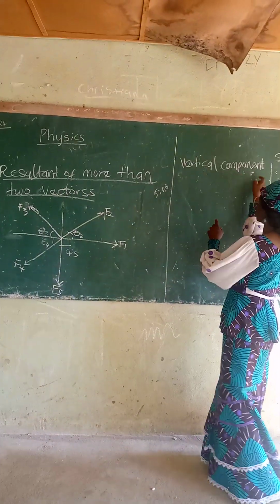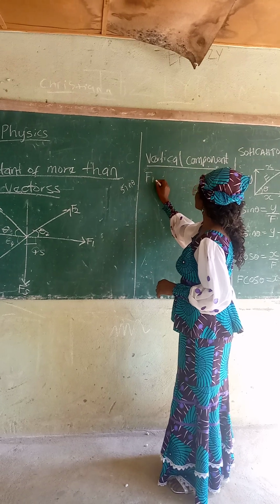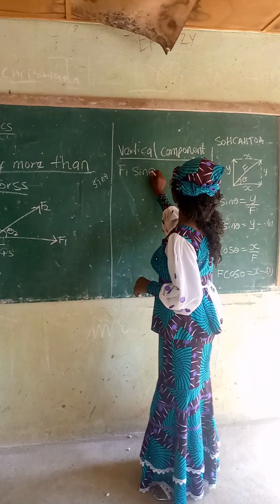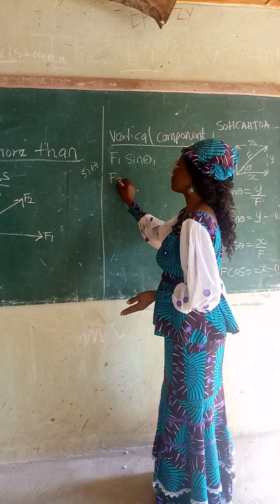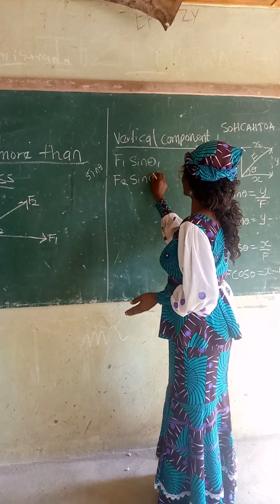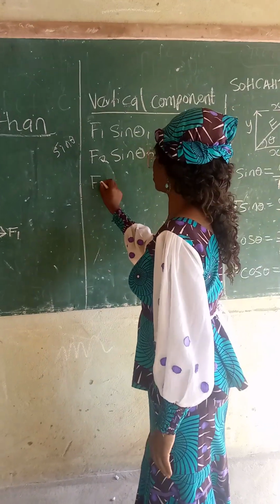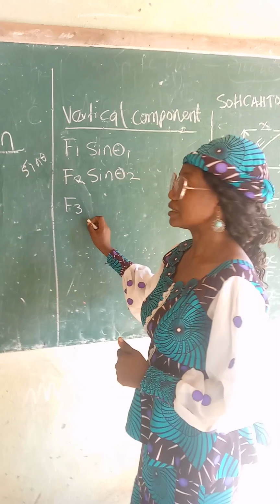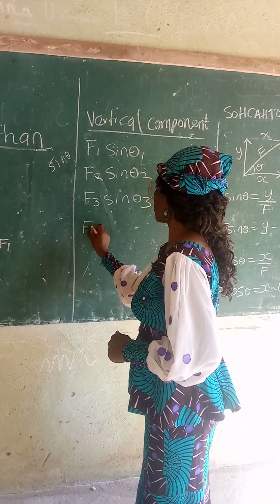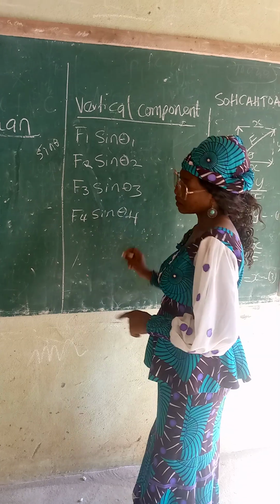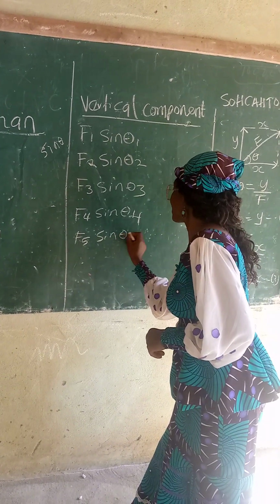I told you that for the vertical component, we are going to be using sine theta all through. So we have F1 sine theta 1. Theta 1 is on the horizontal, so that's why you're not seeing it on the diagram. Then the second one will be F2 sine theta 2. The third is F3 sine theta 3. The next is F4 sine theta 4. The last vector is F5 sine theta 5.